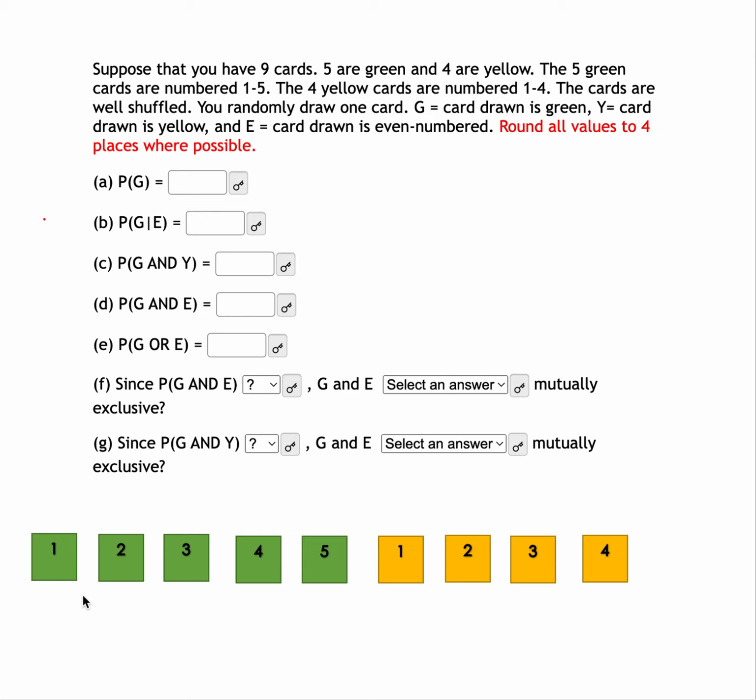So we have 9 cards in total, and we need to find the probability that we choose a green card. Well, there's 5 green cards out of a total of 9. So we would take 5 over 9 and then, of course, put it in decimal form. And so that would be 0.5556. So let me write that down. This would be 5 out of 9, and then we put that in decimal format. That would be 0.5556.